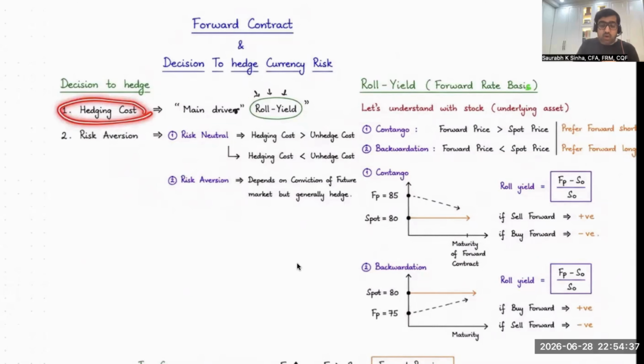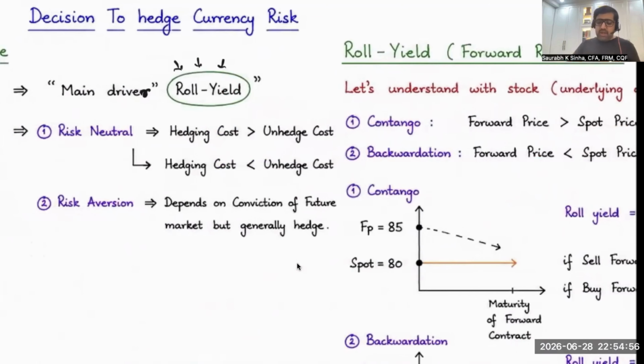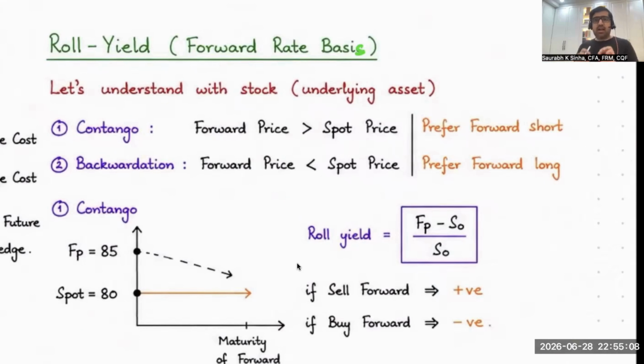And when I say hedging cost in the currency market, I'm referring only to the cost associated with roll yield. Okay, roll yield cost of a hedging. That is what we are trying to discuss. Before jumping into currency, because currency has price currency and base currency, which actually confuses students in understanding the roll yield, I'm taking a very simple underlying asset, that is a stock, and based on the stock, we'll try to understand what roll yield is in a forward contract.